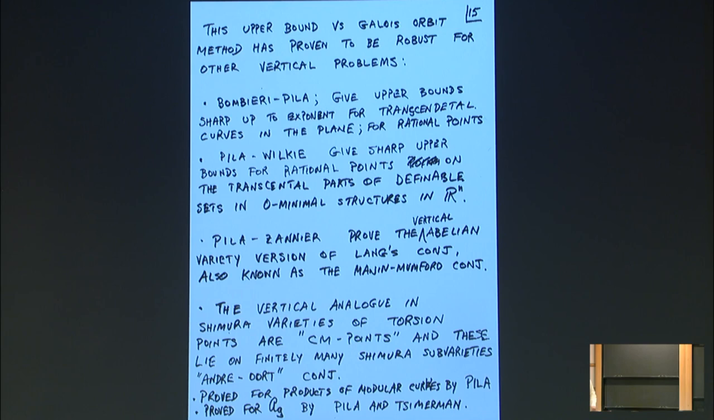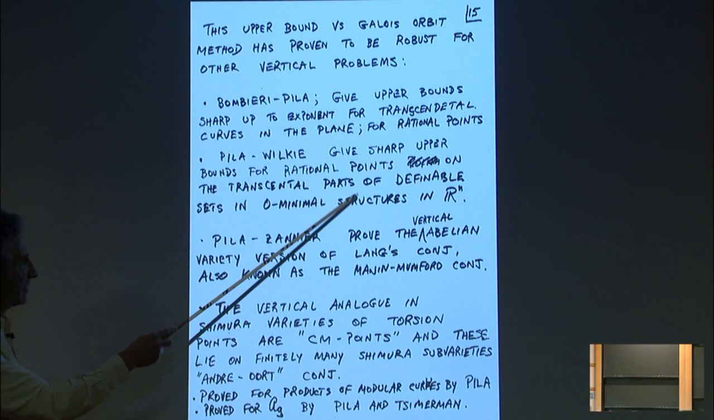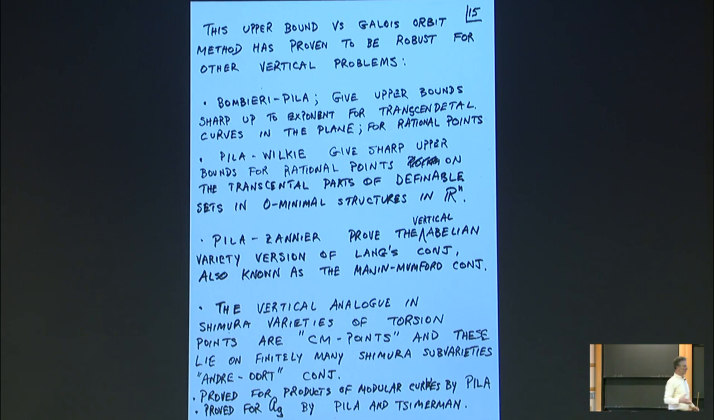So, for example, Pila and Bombieri used, I conjectured, and they proved that if you have a transcendental curve, then they give a sharp upper bound for the number of points on such things. Then Pila and Wilkie generalized this to o-minimal structures, which is a very big advance, which allowed eventually for the proof of Pila and Zannier, which is the André-Oort conjecture, which is all vertical stuff, meaning you have a subvariety of a Shimura variety, and you're looking at special points like CM points in bigger and bigger fields. That's why I call it vertical, and that stabilizes. From some point on, they all lie on special subvarieties. In our case, it was all linear.